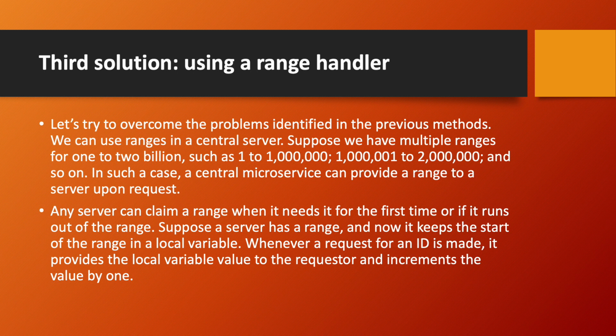Any server can claim a range when it needs it for the first time and if it runs out of the range. Suppose the server has a range and it keeps the start of the range in a local machine. Whenever a request for an ID is made, it provides the local variable value to the requester and increments the value by 1.